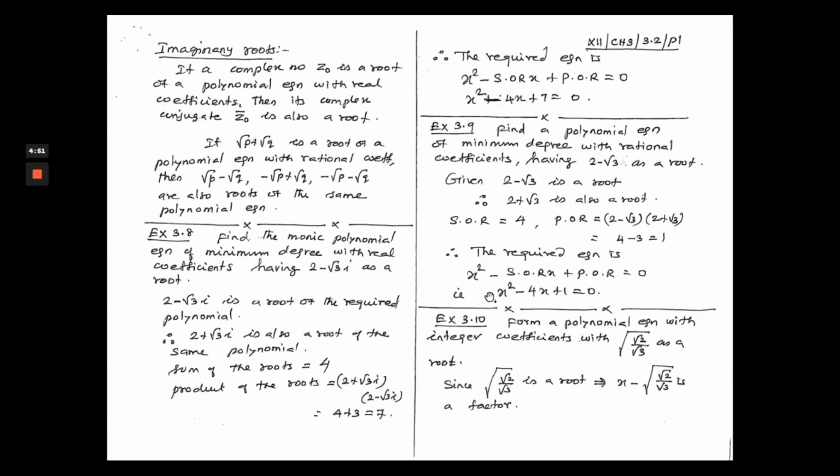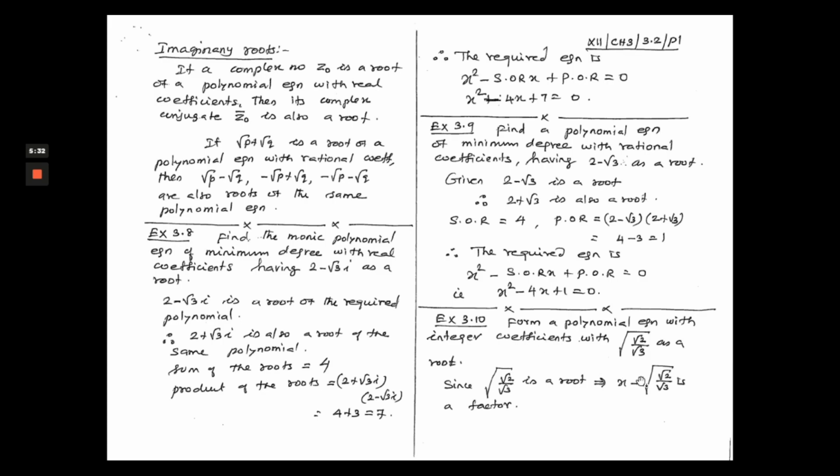Next, example 3.10. Form a polynomial equation with integer coefficients. நல்ல ஞாபகம் வச்சுக்கங்க, integer coefficient தான் இருக்கணும். Integerனா என்ன? plus 3, minus 3 இருக்கலாம், plus 4, minus 4 இருக்கலாம், plus or minus a number, அதான் integer coefficient. அப்படின்னா ரூட் இருக்கக்கூடாது. ரூட் இல்லாமல் ஒரு ஈக்குவேஷனை ஃப்ரேம் பண்ணணும், integer coefficients with root of root 2 by root 3. ஒரு ஈக்குவேஷன் ஃப்ரேம் பண்ணணும், அதனுடைய கோஎஃபிஷியன்ட்ஸ் எல்லாம் இன்டிஜராக தான் இருக்கணும் அப்படின்னு சொல்கிறாங்க.